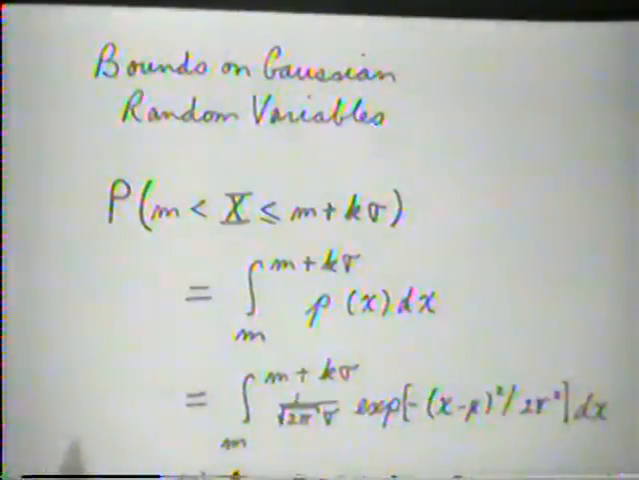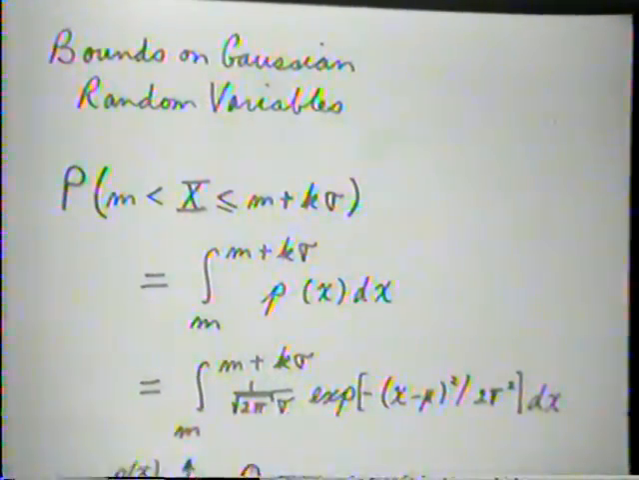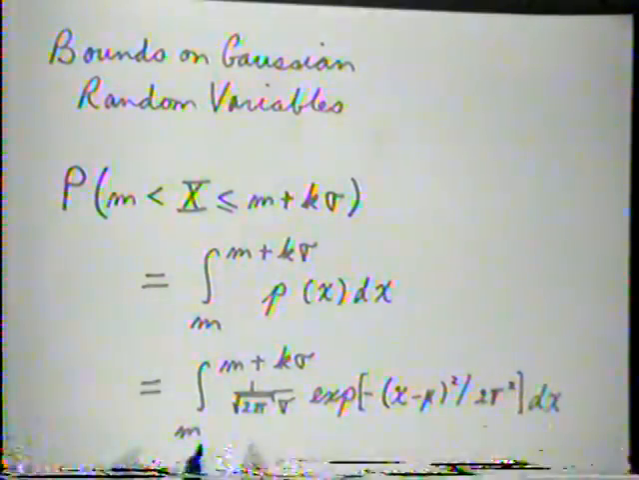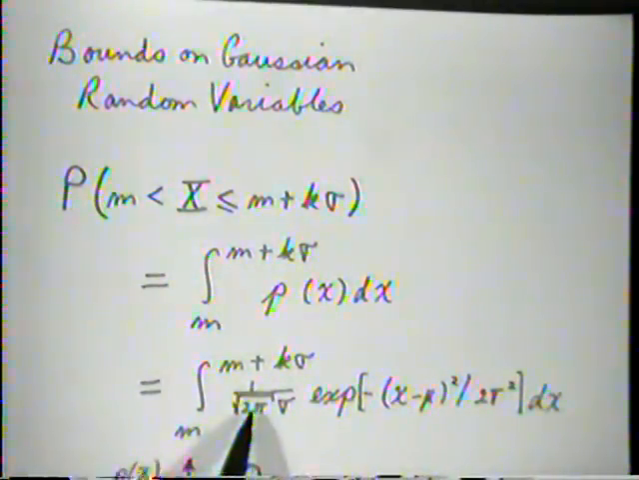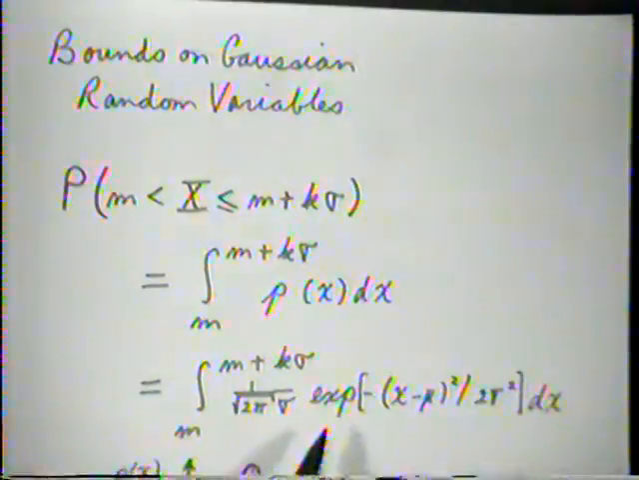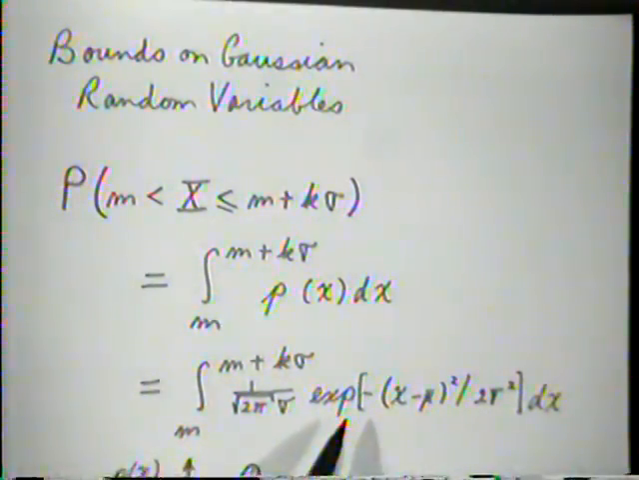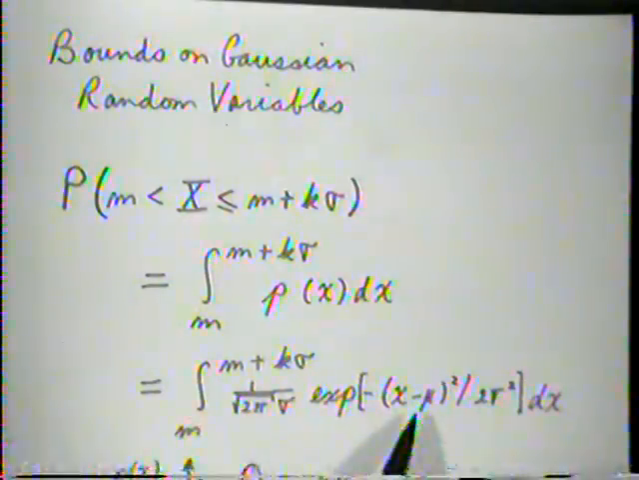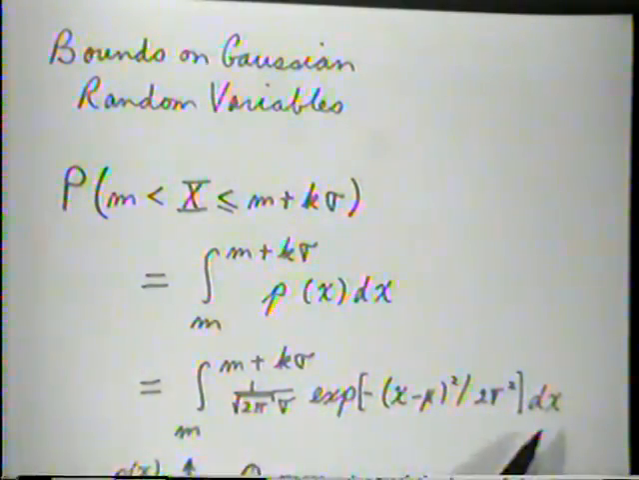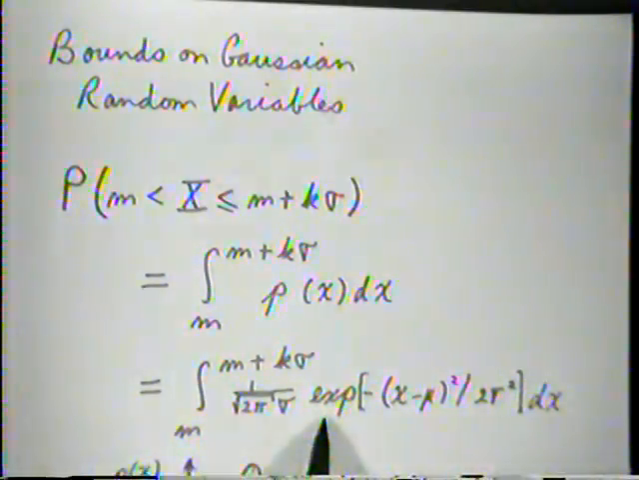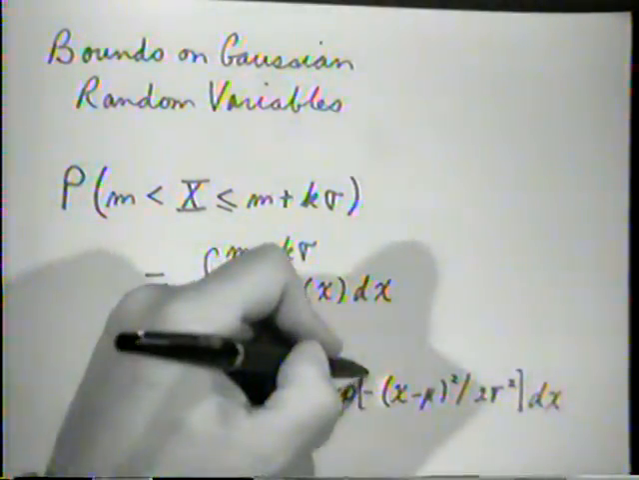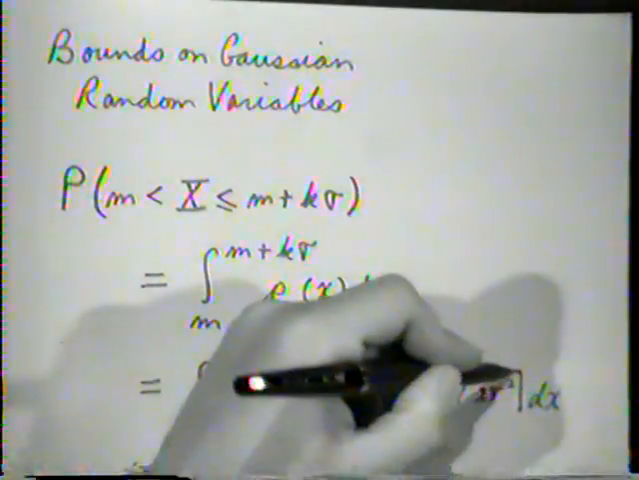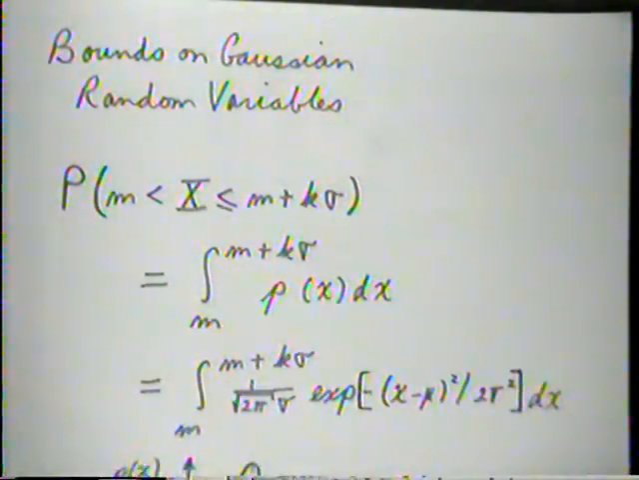Substituting explicitly the value of the density function, you would obtain an integral from m to m plus k sigma of 1 over the square root of 2 pi times sigma, and then I use the notation for the exponential function: minus x minus mu quantity squared over 2 sigma squared. Whole thing integrated dx. Of course, the exponential function means that everything in the square brackets is in the exponent. I'll outline the square brackets a little heavier here so that you can see where they fall. Everything in the square brackets is in the exponent.